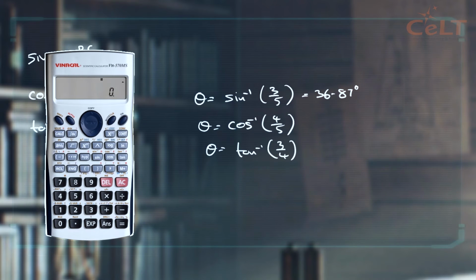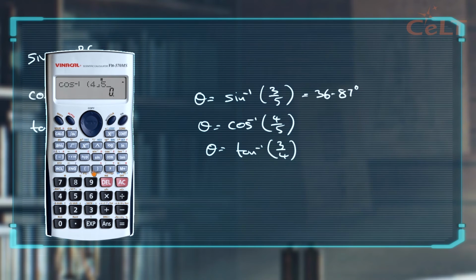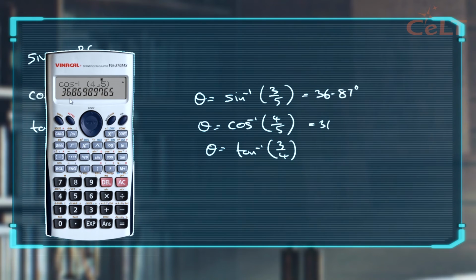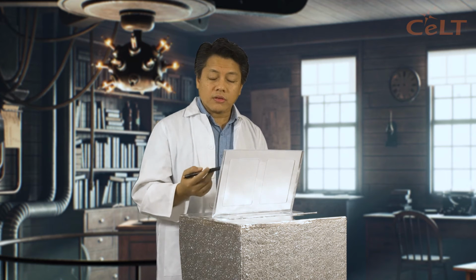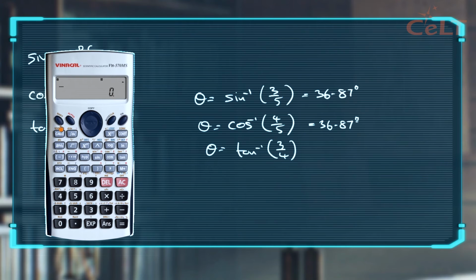So we have figured out the value of theta using inverse sine. Let's try to find the same value of theta using inverse cosine. Theta is equal to inverse cosine, bracket 4 over 5, close bracket, which is equal to 36.87. As you can see, the value that we got is the same. The reason is that the angle is the same. If we find inverse tangent of 3 over 4, we'll get the same value as well. Inverse tangent, open bracket, 3 over 4, close bracket, is equal to 36.87. As expected, the value is the same.